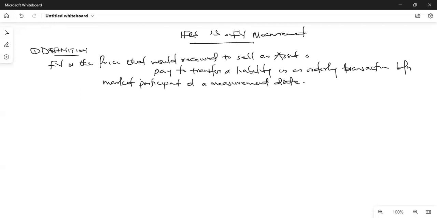At a measurement date. So what you are going to go through to understand is that when we are talking about fair value, we are actually talking about the exit price, the price at which when you left the market, you gave out. All right. So that is that. I always personally call it the final bargain price.